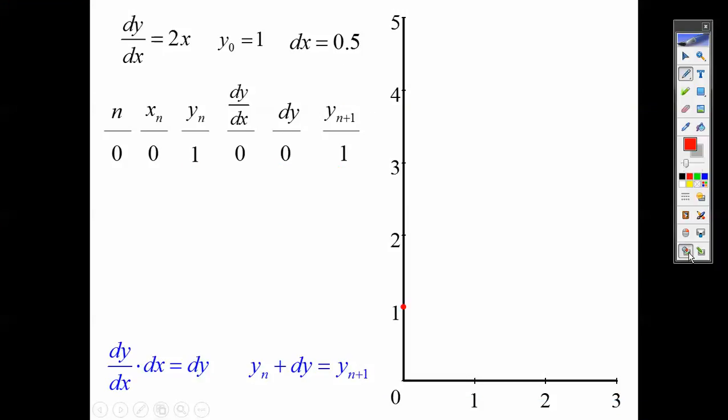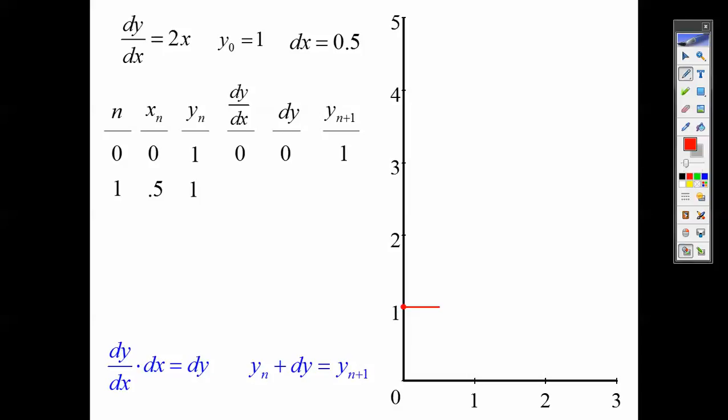So what point are we now at? No. How far did we go over? We only went over 0.5. So our new point, again, ignore this column over here. Ignore this column, the end column. I don't care about that column. That just confuses me. So our new point here is 0.5, 1. So we went over 0.5, but we didn't go up at all. Why not? Because the slope was 0.